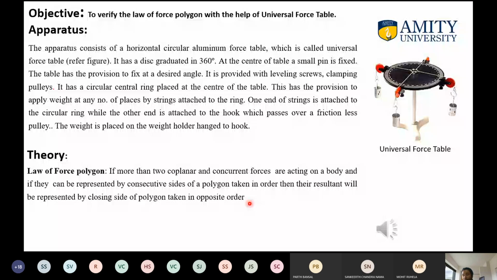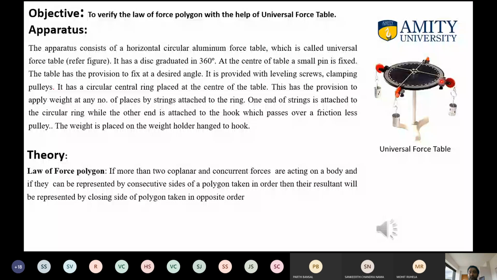So see what is shown here. This is a table, and on this table we have a circular aluminum force table. This is the disc, and the disc has small angles engraved on it to show the different values. You can see there are four pulleys here: pulley 1, 2, 3, and 4. Also there is a small string. This is one string, second, third, and fourth.